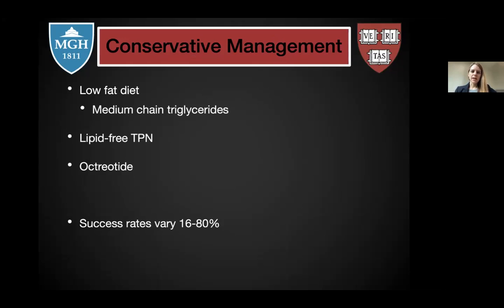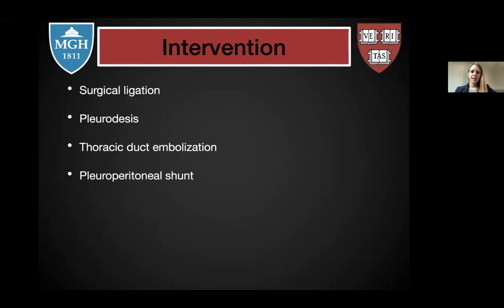So patients are initially approached with conservative management, which includes a low-fat diet consisting of medium chain triglycerides, lipid-free TPN, and octreotide. Success rates of conservative management vary greatly, and it probably relates to the level of output, so how much fluid is leaking per day, and the response to conservative management.